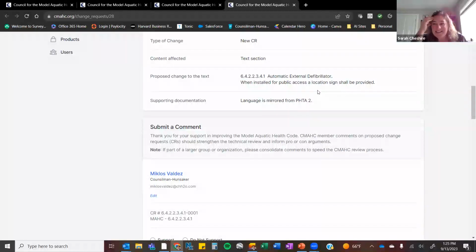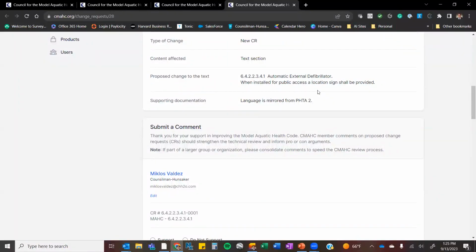I kind of like the idea of leaving it open, as far as not requiring a specific sign. I'm saying a sign that has a way to show, whether that's a map or a symbol, that we have an AED located here. Leave it up to the facility to post whatever kind of sign, but it needs to have a sign. But if the AED is visible from the whole pool deck, do you need the redundancy of a sign?